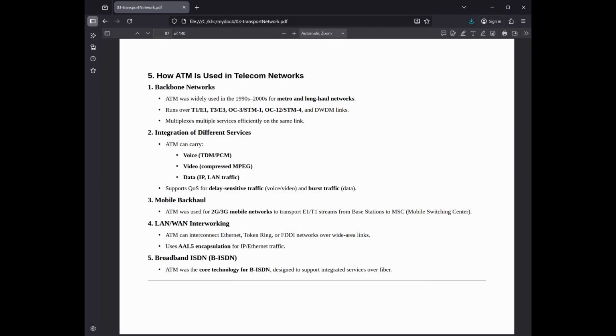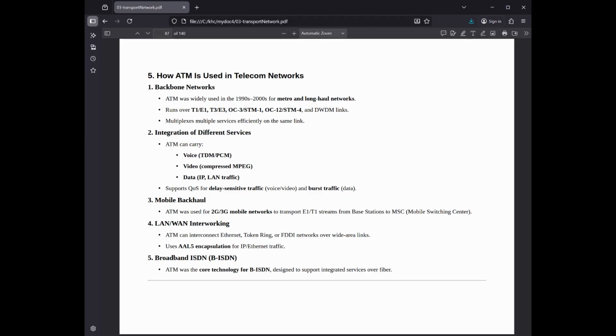Video, AAL2 handles compressed video which varies in speed but still needs to arrive in a steady stream. Data/internet, AAL5. This is the most common layer. It takes large IP packets, chops them into 48-byte segments for the ATM cells, and reassembles them at the other end.